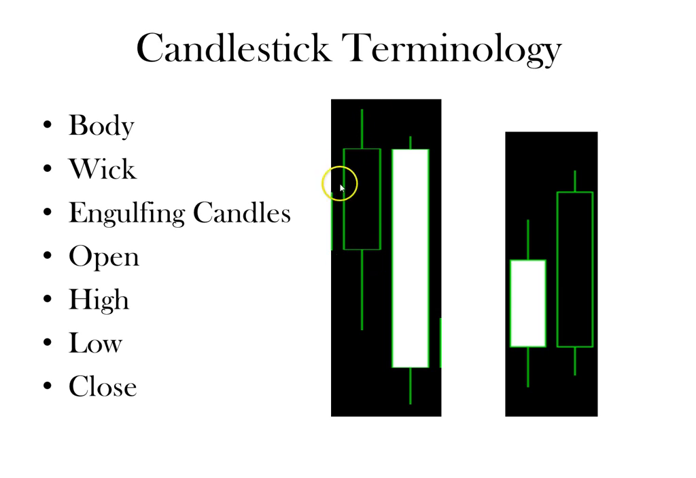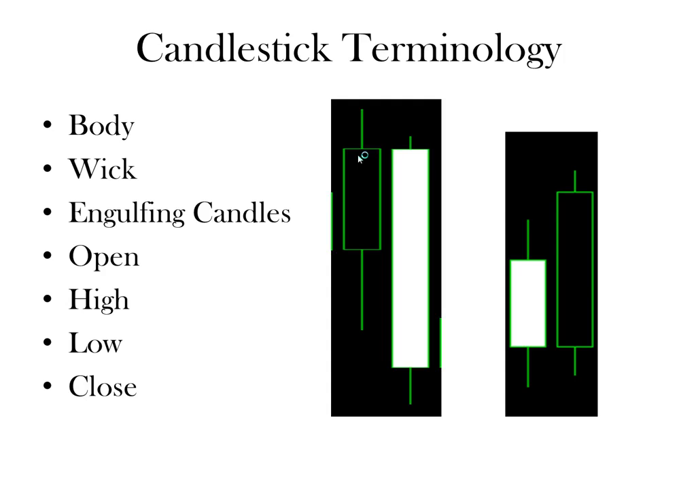Open, high, low, close. A bearish candle always opens at the top, goes to its high, creates a wick, and then goes to the low, creates a low, and then retracts and closes. Open, high, low, close. As simple as that.